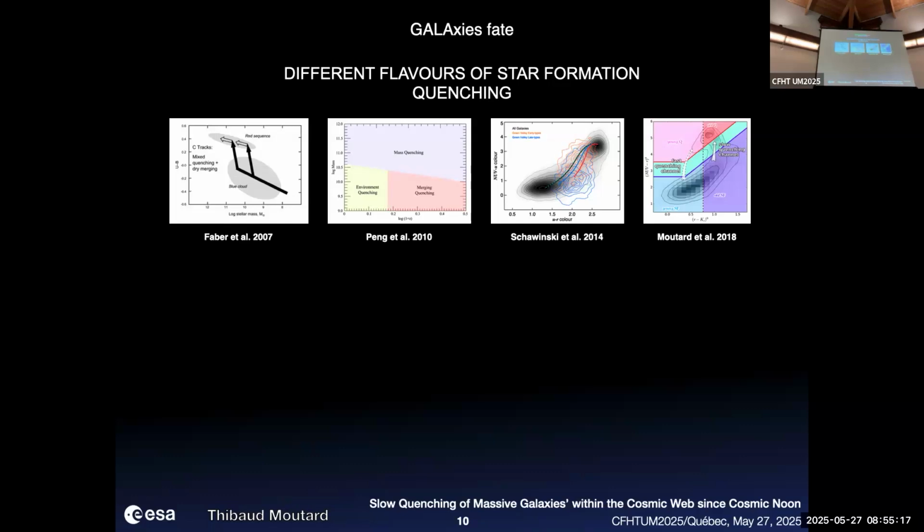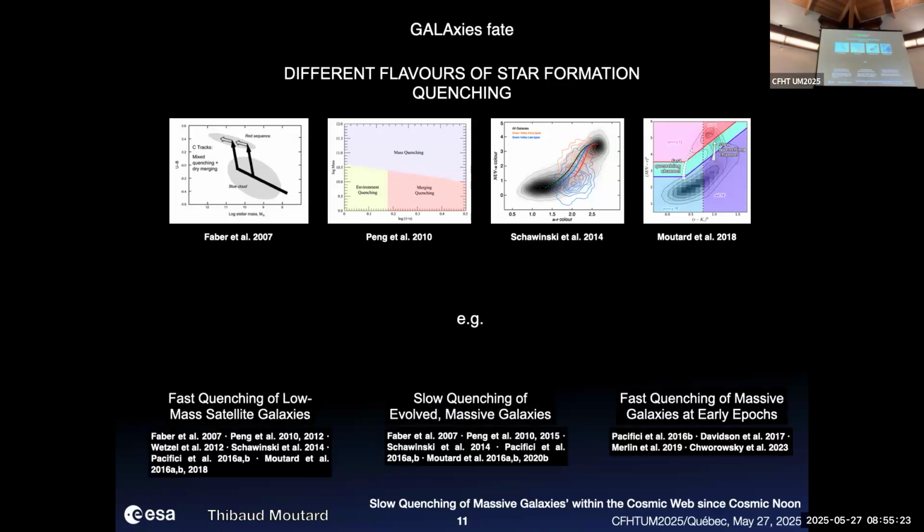And this is what you can see here. You have several papers discussing that. But if you want to summarize this, I may highlight at least 3 ways to quench star formation. You have a fast process for low mass satellite galaxies within galaxy clusters. Okay, so in these very huge, large cosmic structures, galaxies will be basically harassed by their environment.